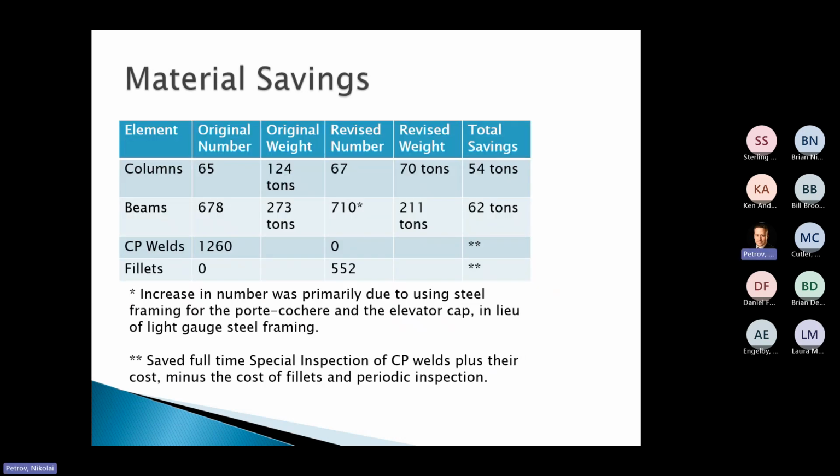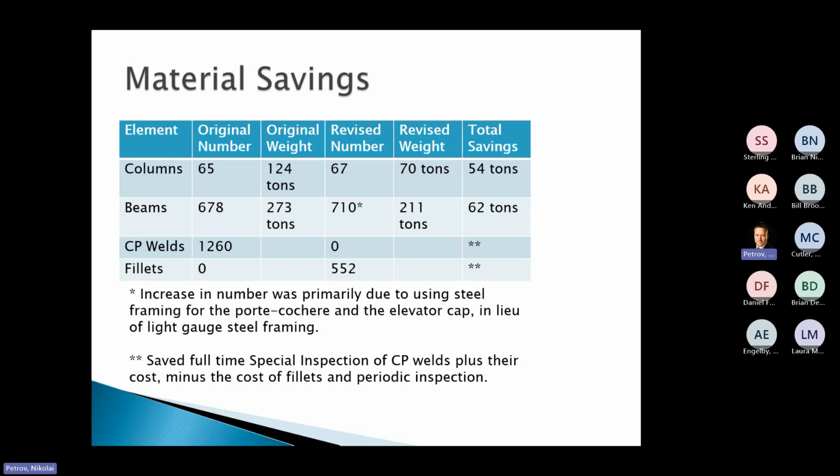So yeah, savings. Now, this of course made the project happen because it was stalled, but we also wanted to take a look at what we'd saved. So we originally had 65 columns. We ended up with 67 columns, but we saved 54 tons of steel in the process, because they had 124 tons of columns and we ended up with 70.